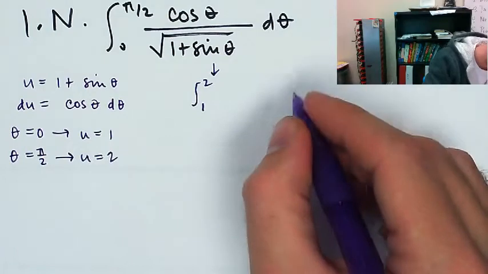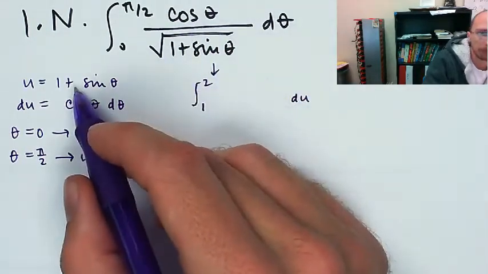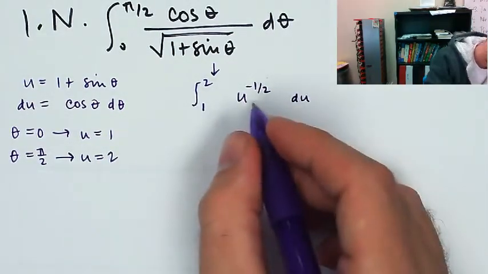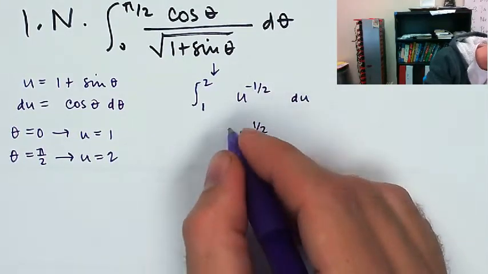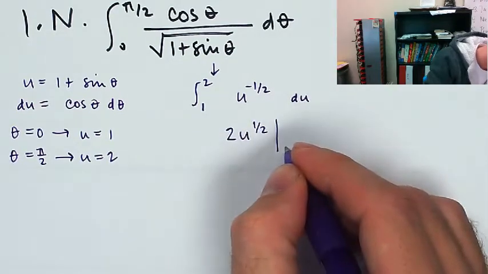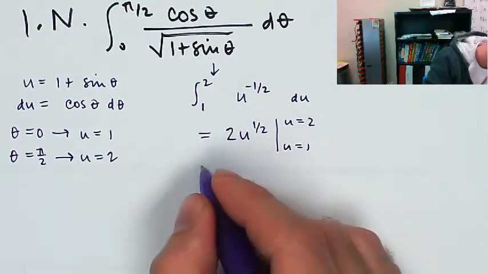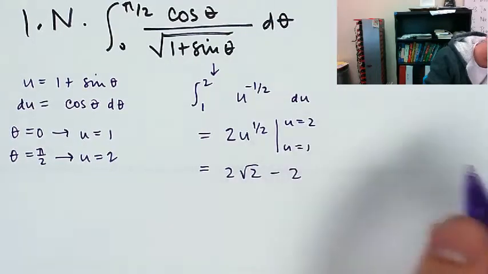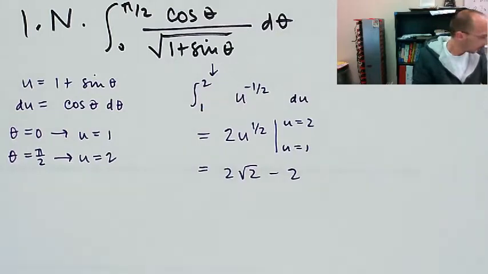du is cosine theta d theta, so all of that's gone, and all I have is a du. And now I have 1 over the square root of u. So that's u to the negative 1/2. Okay, I'm going to add 1 to the power. Negative 1/2 plus 1 is 1/2. Divide by the new power, and let u run from 1 up to 2. So this would be 2 square root of 2 minus 2 times the square root of 1, which would just be that. And I'll just leave it there like that.